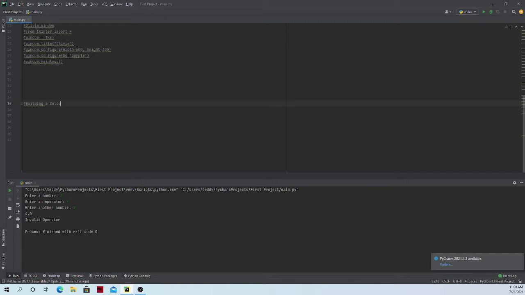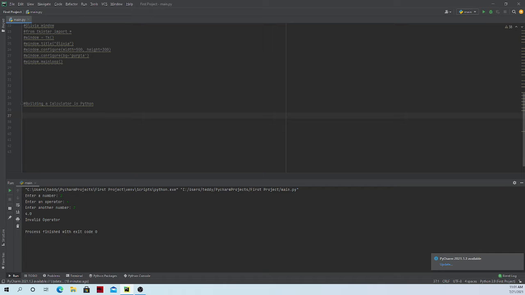Building a calculator in Python, and this is what we're going to name this one. So, what does a calculator do? A calculator adds, subtracts, divides, it does a lot of things. It square roots, but for the sake of this video, we're just going to add, subtract, divide, and multiply. So, how do we do that?